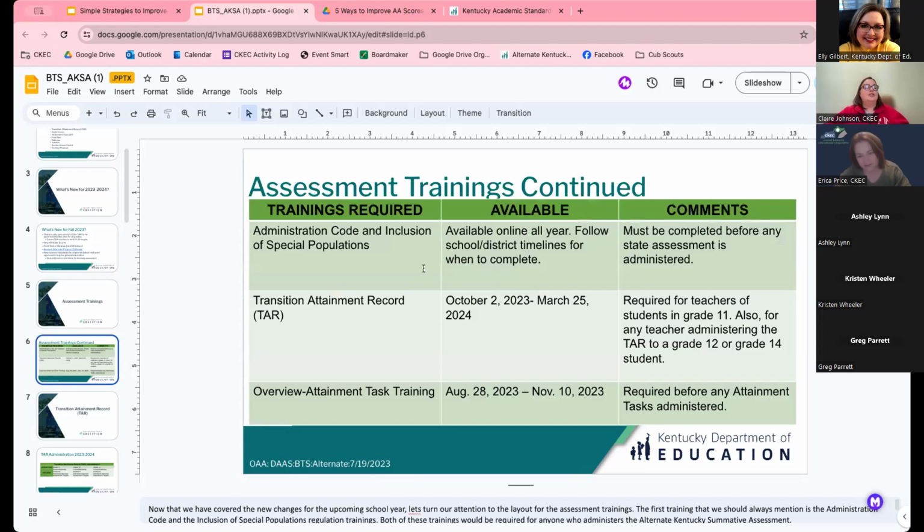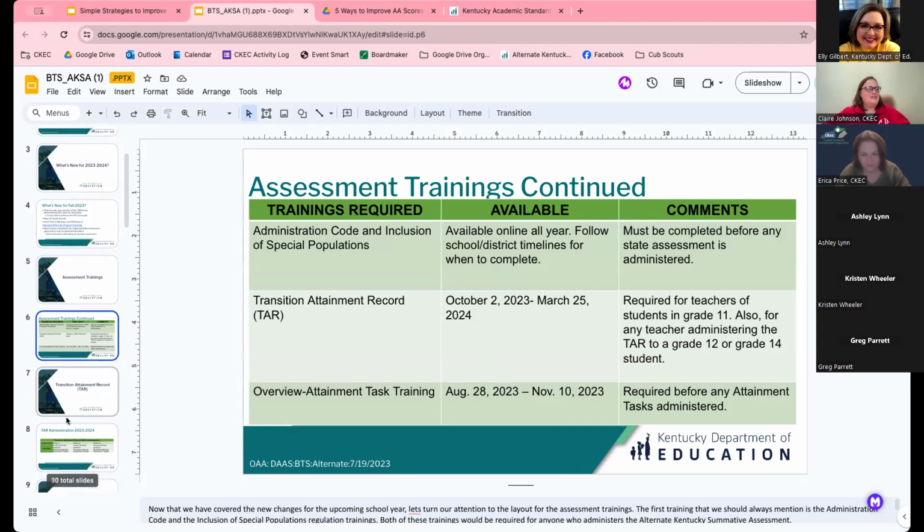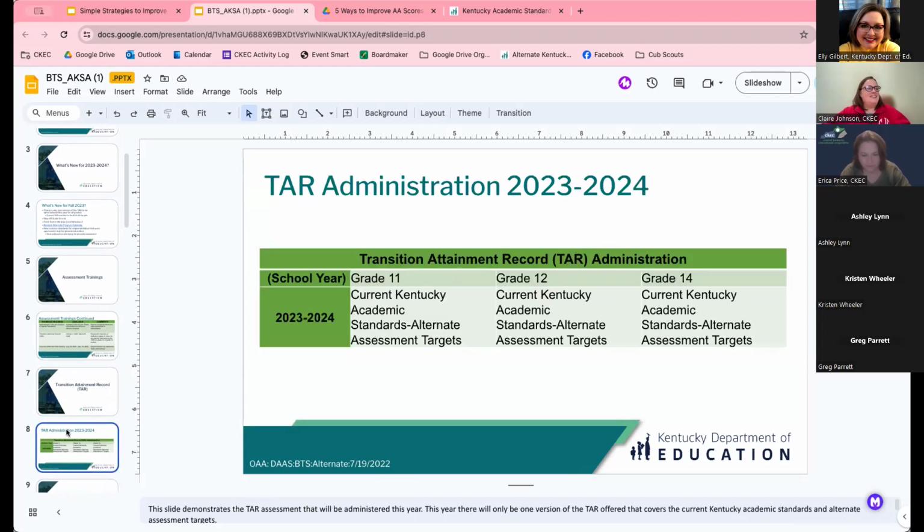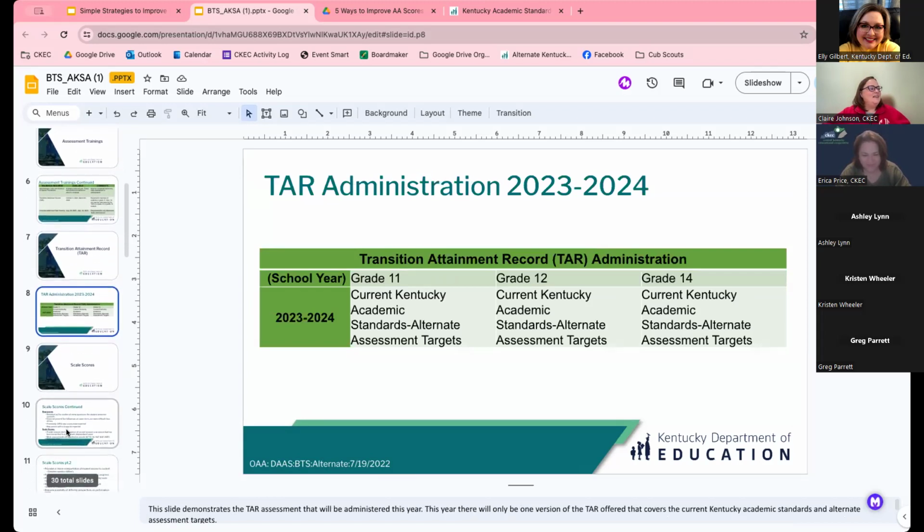Your teachers have various tests that they need to take in order to be able to administer the alternate assessment, trainings they have to take, and quizzes they have to pass. Hopefully they've done those things. I believe the TAR training is still open, but the other ones are closed. So hopefully they've done that, or you've contacted KDE if not.